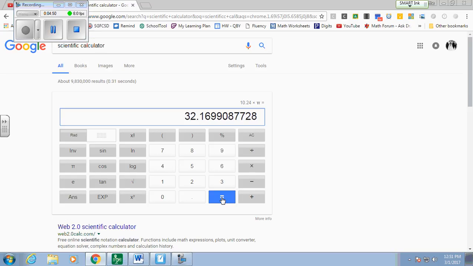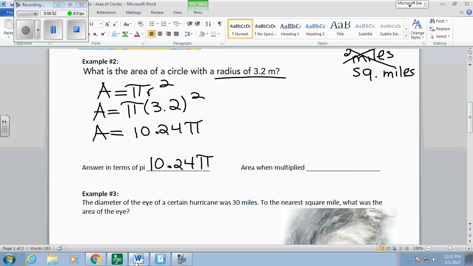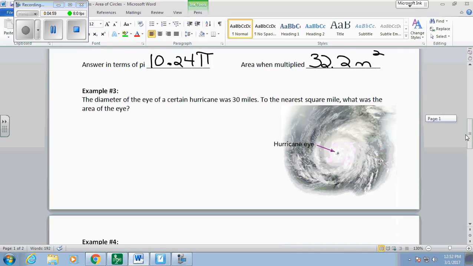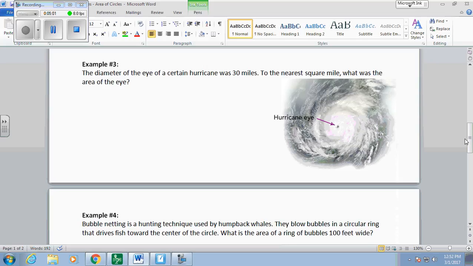So let's just round to the nearest tenth, which is going to be 32 2/10 miles squared. Question number 3 says that the diameter of the eye of a certain hurricane was 30 miles. To the nearest square mile, what was the area of the eye? So again, we're looking for the nearest square mile.